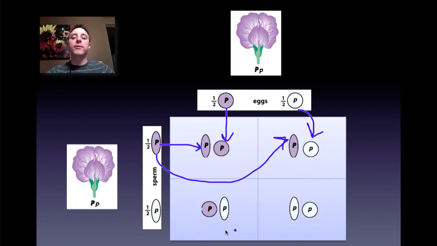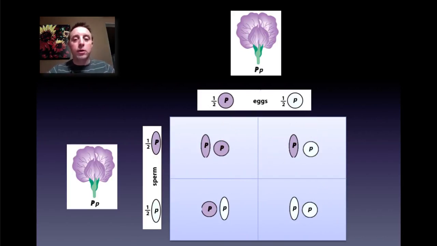Okay, so these are our four predicted offspring classes. And remember this, I keep using the word predicted. Remember that. That's very important to remember, that these are just predictions.